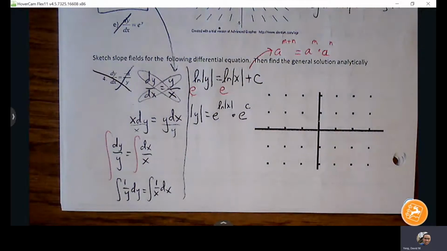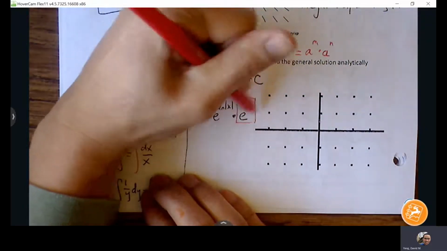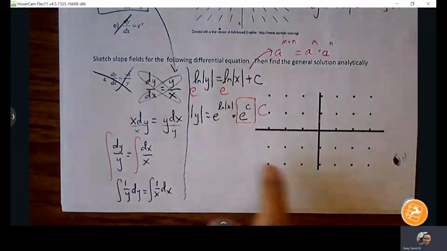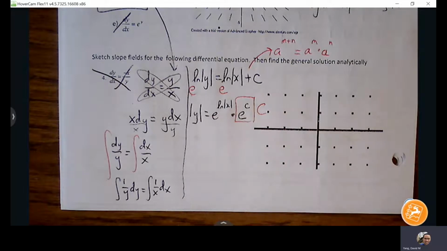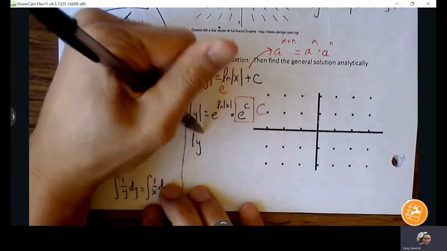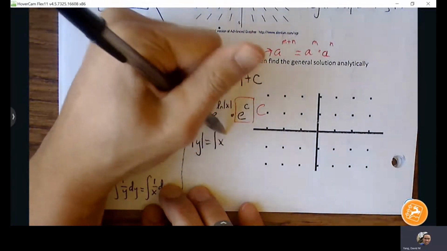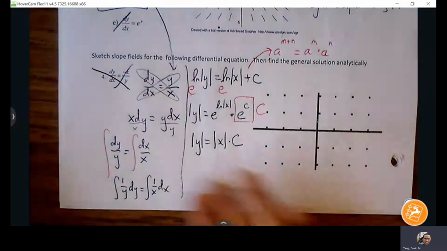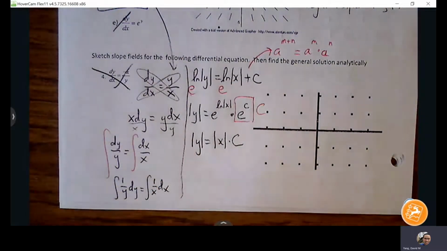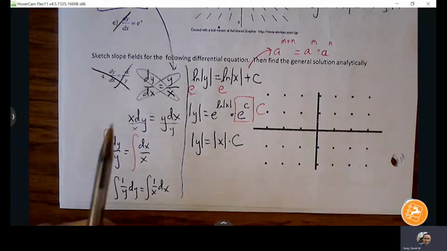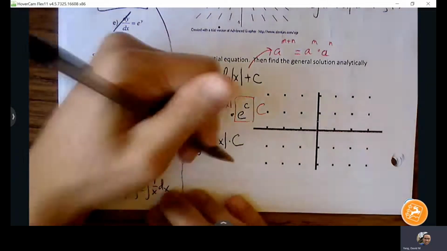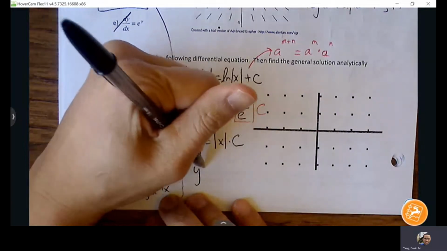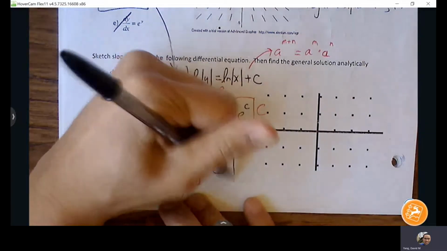Okay, what do you know about e to the c? Just c. Okay, good. Okay, what cleanup can we do here? e and natural log x will also cancel out, just the absolute value of x. Okay, so the absolute value of y equals the absolute value of x times c. I can pull the c out in front. The absolute values both produce plus or minus, but then the c will take in any positive or negative values that you give it. So we can drop both absolute values, and we're just left with y equals cx.